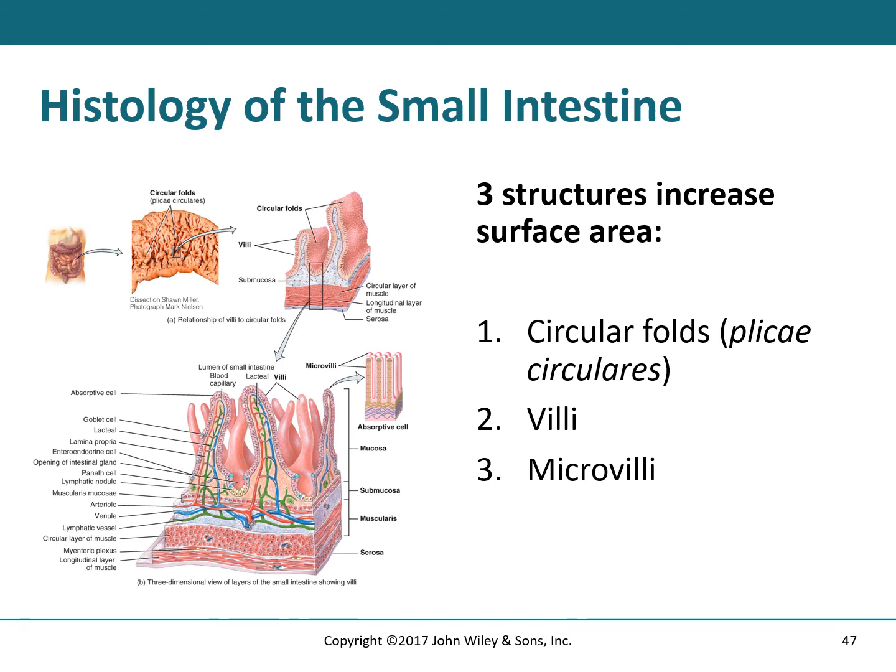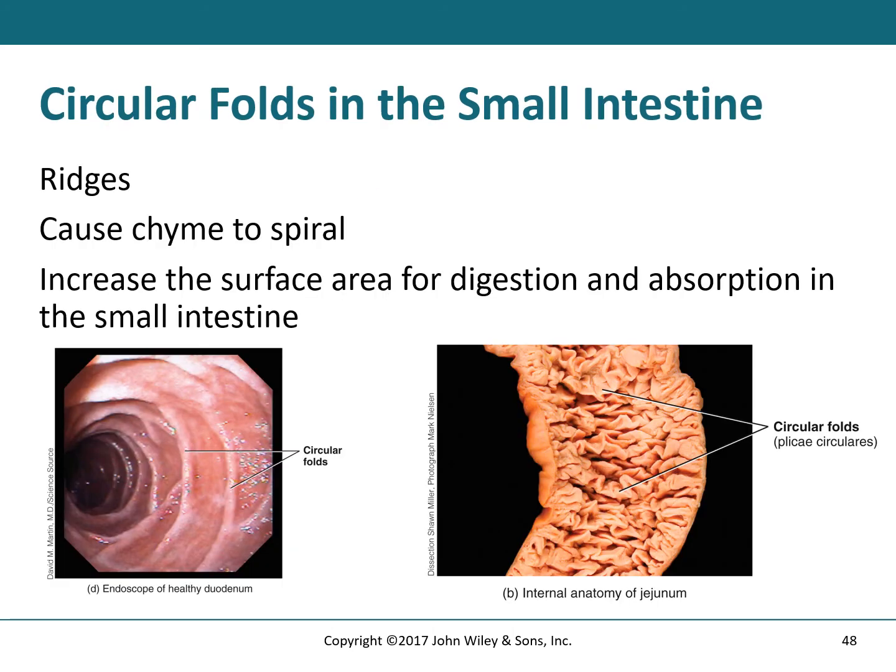To understand the function of the small intestine, we first need to be familiar with the structure. So there are three structures in the small intestine that are necessary to increase the surface area. The first is circular folds, also called plicae circulares. The second would be villi, and the third is microvilli. So starting with circular folds, these are ridges, and they cause chyme to spiral as it moves down the small intestine. And these are going to increase the surface area so that more digestion and absorption can occur in the small intestine.